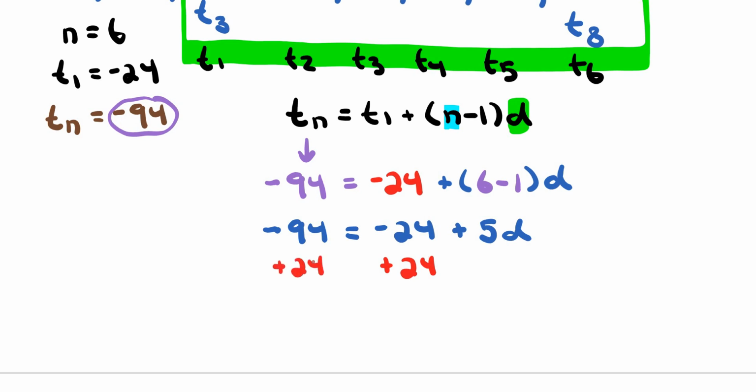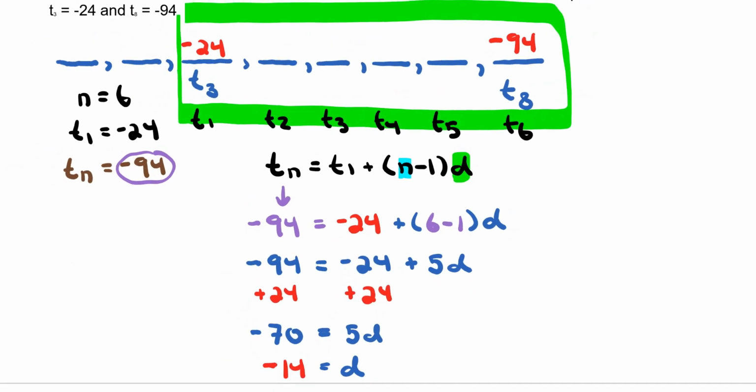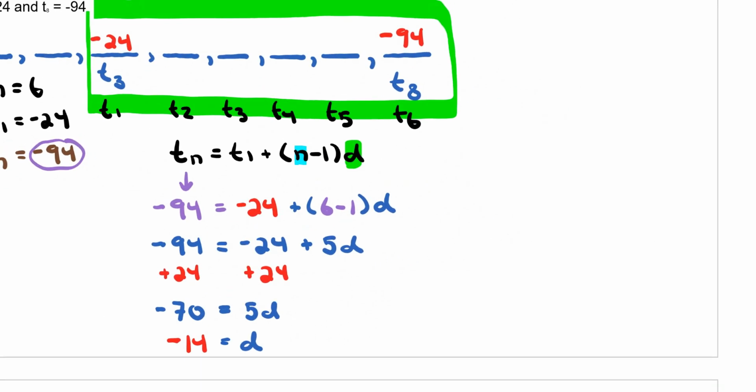And more calculator work here. So let's go ahead and compute that. This should be a negative 70 here, equals to 5d. Divide both sides by 5. And if I divide both sides by 5, I get a value of negative 14. Okay, so it looks like we're subtracting by 14 in the sequence here, right?